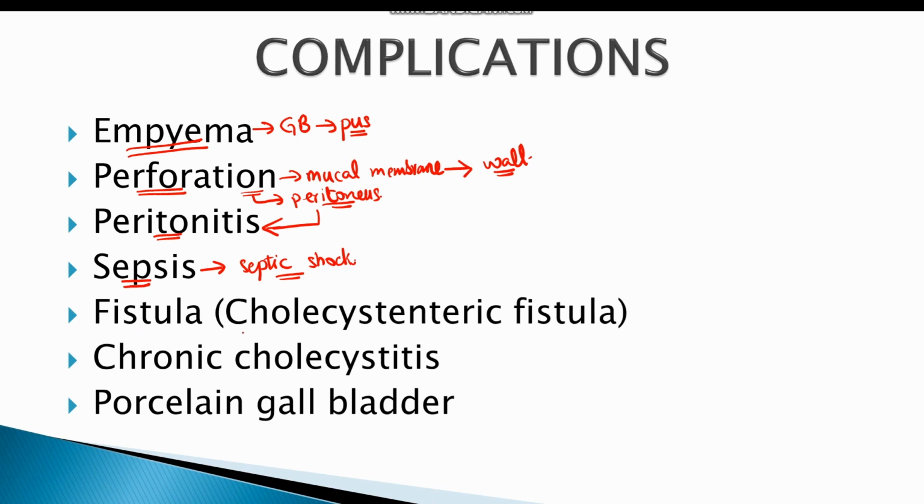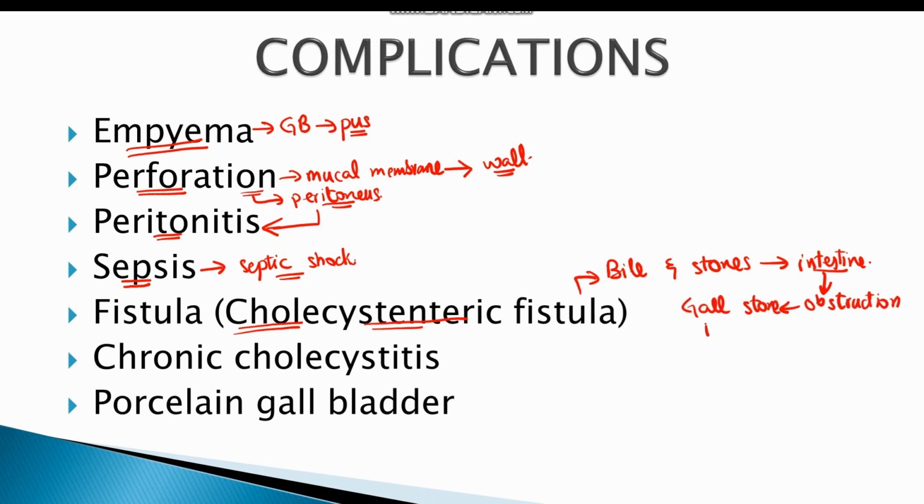Sometimes a fistula is formed between the gallbladder and the intestine, known as cholecystenteric fistula. In these cases, bile and certain other contents of the gallbladder, such as gallstones, can directly drain into the intestine. The gallstones in the intestine can cause intestinal obstruction, resulting in a condition known as gallstone ileus.